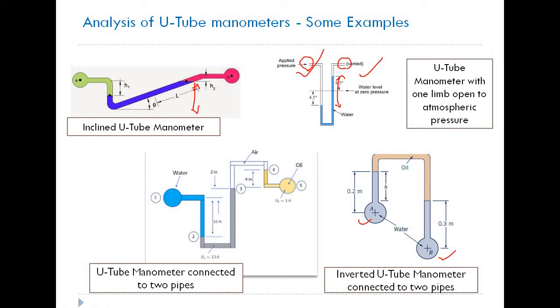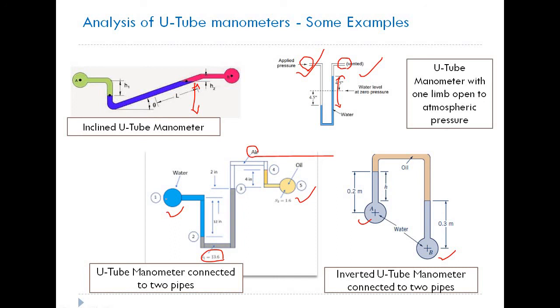Let us take another example. It contains two manometric fluids. One is a manometric fluid with specific gravity 13.6, obviously that is mercury. The other one is air. You see this? This pipe contains oil and this pipe contains water. See, water is entering up to this point and oil is entering up to this point.